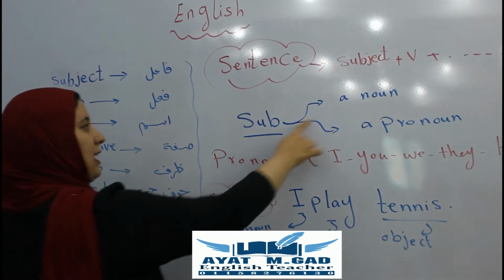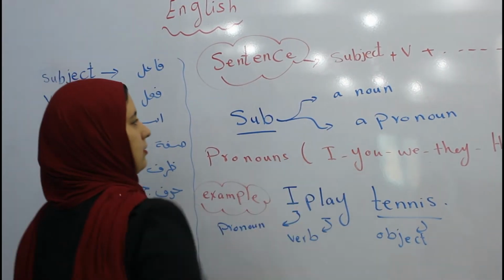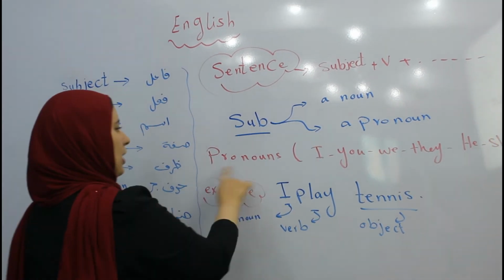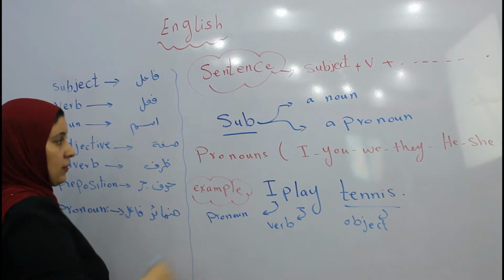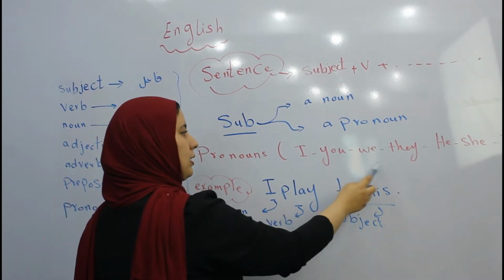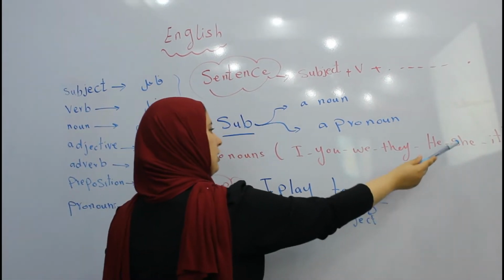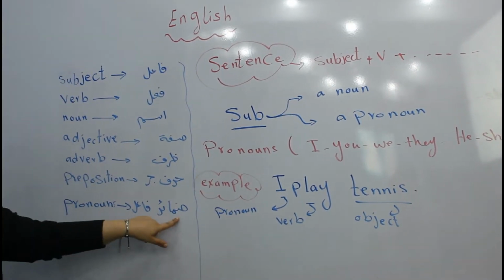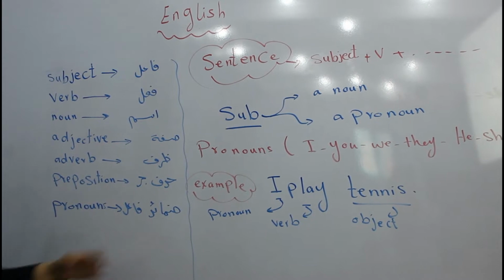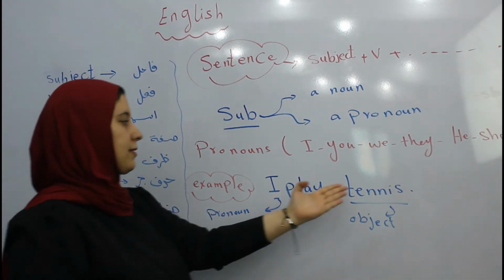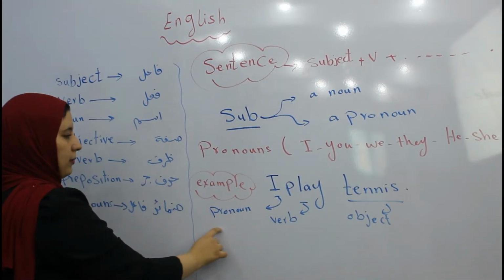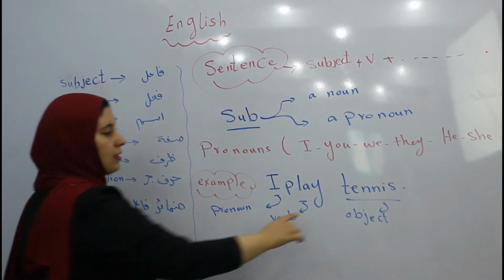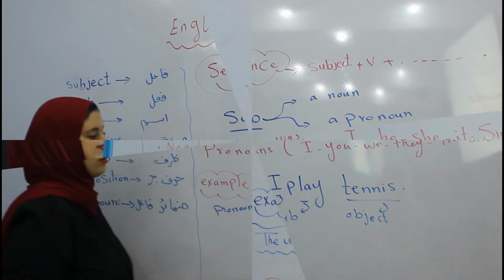The subject may be a noun or a pronoun. Pronouns are I, you, we, they, he, she, it. They are called pronouns. For example, I play tennis. I is a pronoun. Play is a verb. Tennis is an object.